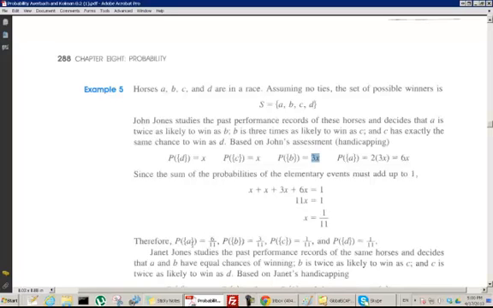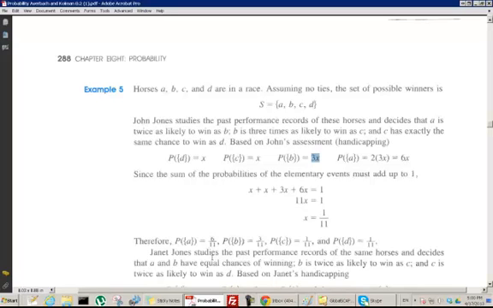Therefore, the probability of A is 6 over 11. The probability of B is 3 over 11. This is 1 over 11. This is 1 over 11. So you can see that these all add up to 1, and this is called a valid probability model.